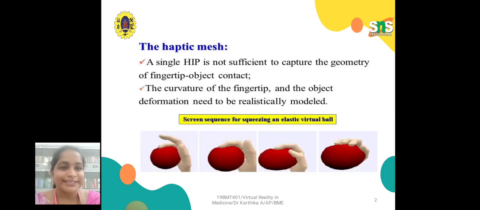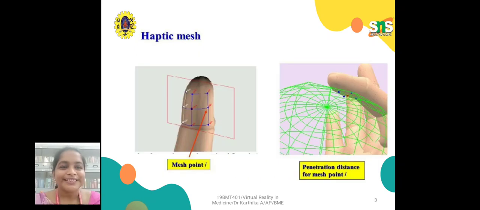See here the screen sequence for squeezing an elastic virtual ball. See here scene 1, scene 2, scene 3 and 4. Here a single haptic interface point is not enough, so we move on to the haptic mesh. See the haptic mesh: first, mesh point I, and the second one, penetration distance for mesh point I. See, the whole curvature is covered.